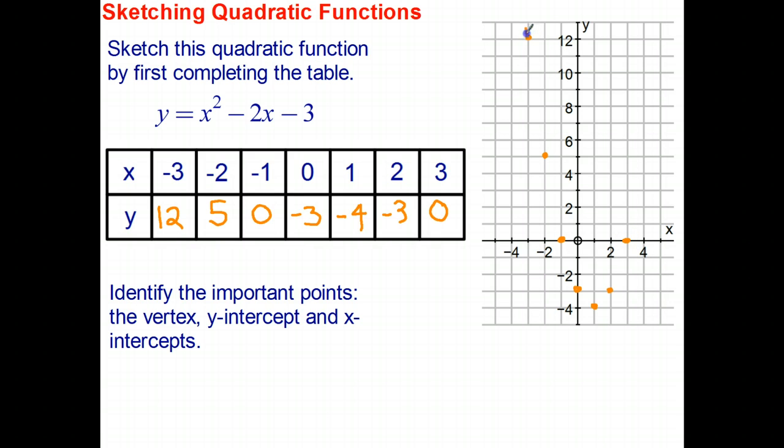Okay, join those points up with a nice smoothish curve, like so. Okay, that's not particularly good, but it gives you the basic idea. Notice we have the characteristic shape of a parabola, so it looks like we haven't made any mistakes. Okay, let's go ahead and identify the important points. Well, the coordinates of the vertex are just going to be 1, negative 4. The y-intercept is negative 3. And the x-intercepts, you can get from the table, are negative 1 and 3. It's the two places where y is equal to 0, or from the graph, negative 1 and 3.